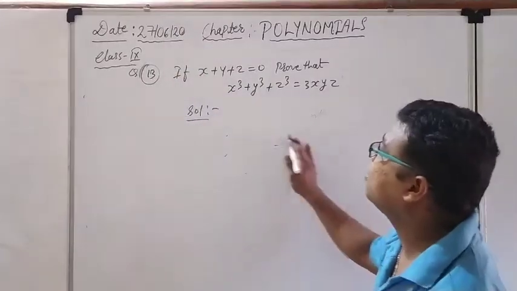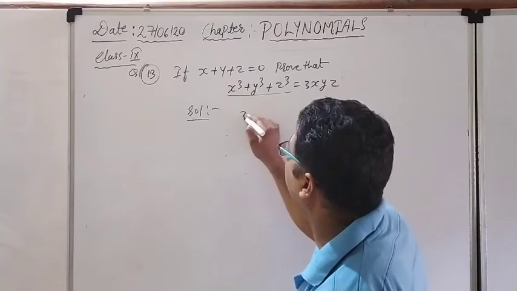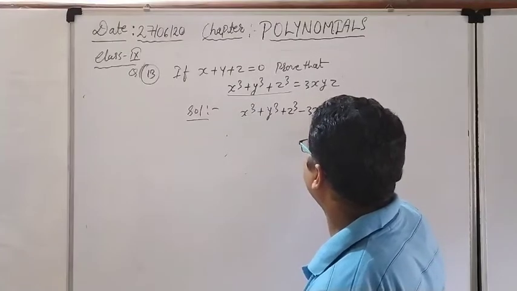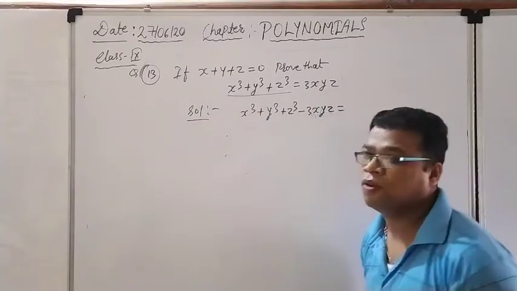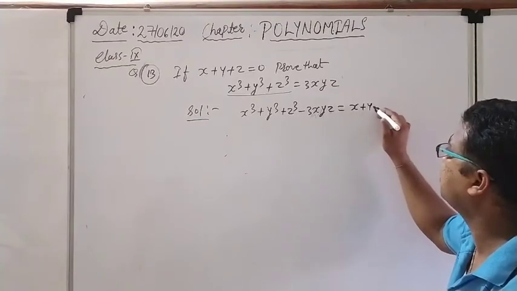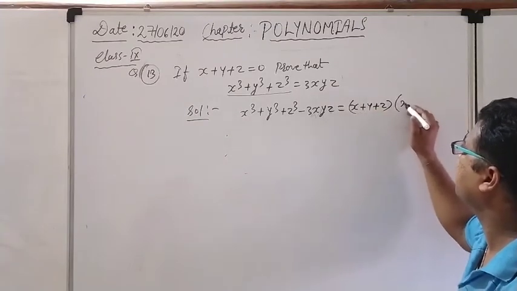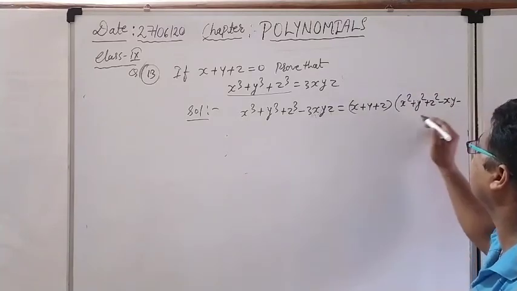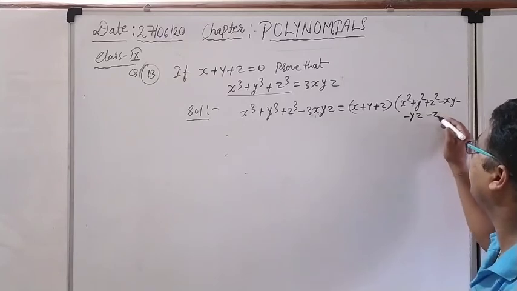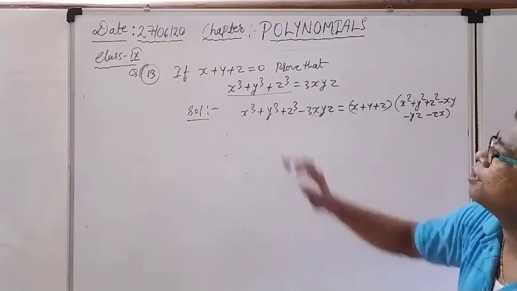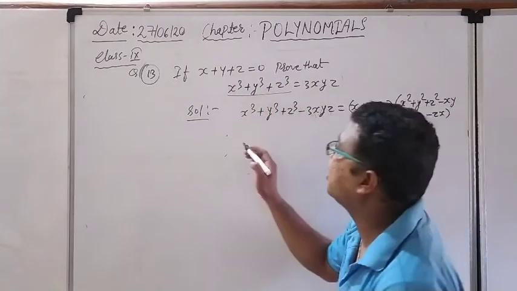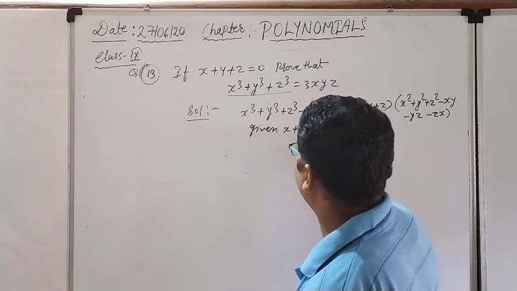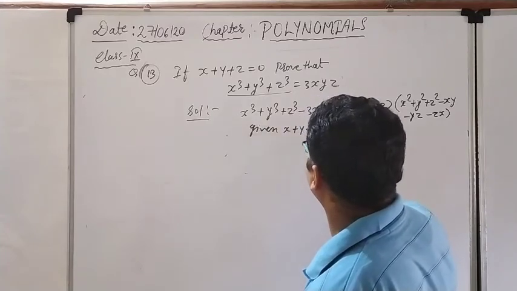That you can understand. Right now see, actually this we have to prove, but what is the identity in front of us? x cube plus y cube plus z cube minus 3xyz. What is the expansion of this? This is the expansion: x plus y plus z inside one bracket, and here x square plus y square plus z square minus xy minus yz. Here I am going to write minus zx. This is the actual expansion of this, and right now what is given to us? x plus y plus z is equal to 0. So given x plus y plus z is equal to 0, and that particular value we are going to fill here.